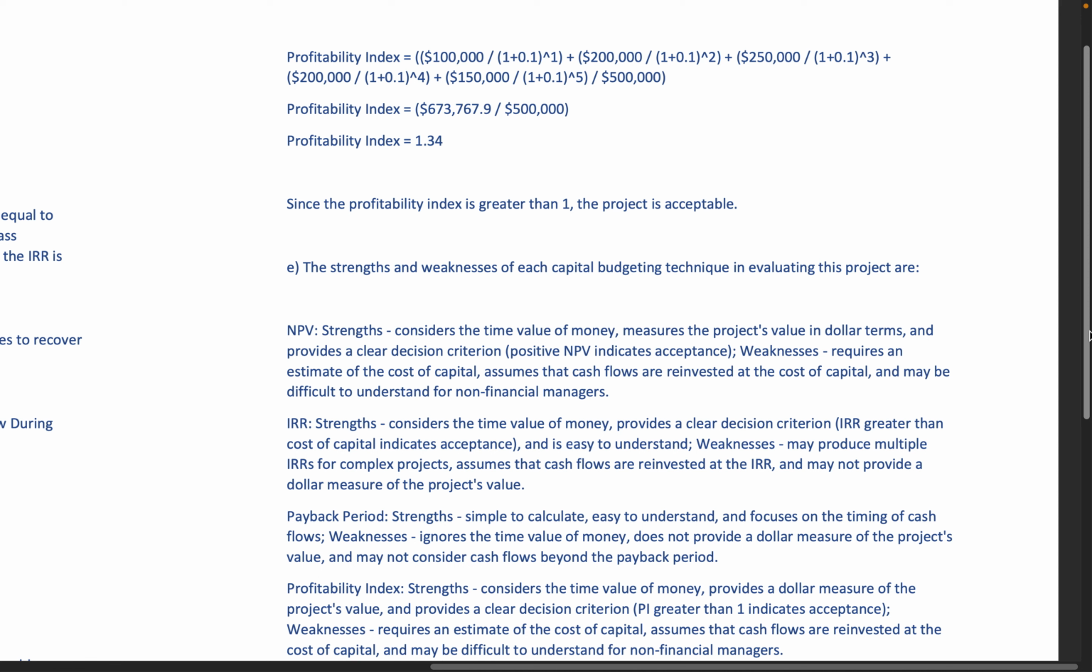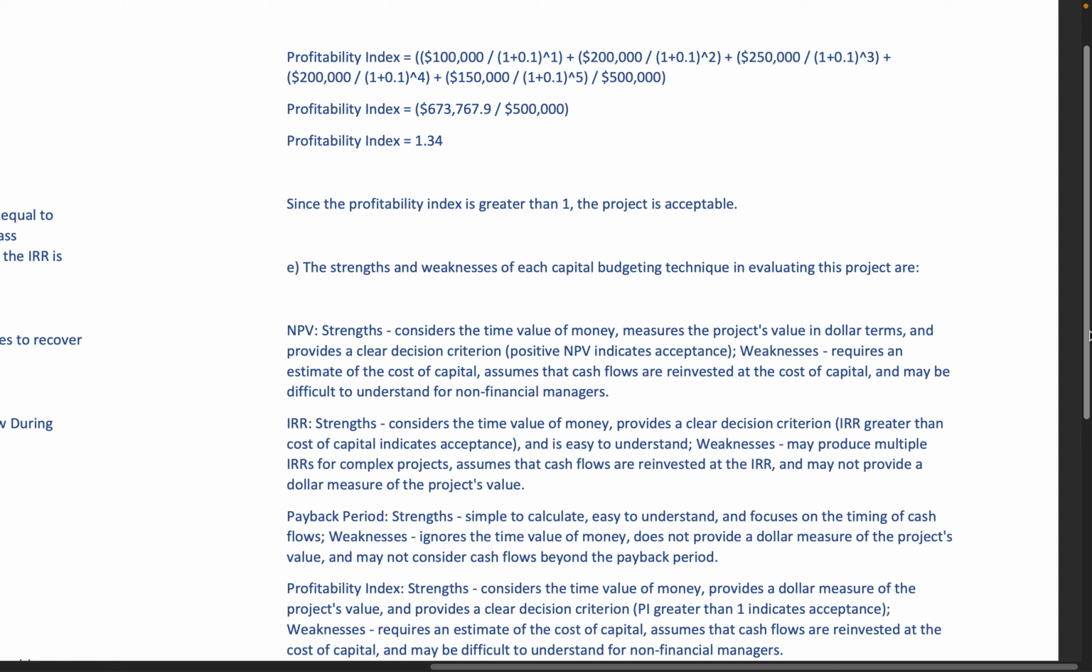The problem is that it ignores the time value of money, and it doesn't give you a dollar measure for the value of the project. And some projects are late bloomers. Some projects don't do as well initially and then do very, very well later on. So if you had a relatively short payback period stipulation, you may reject good projects on this basis.